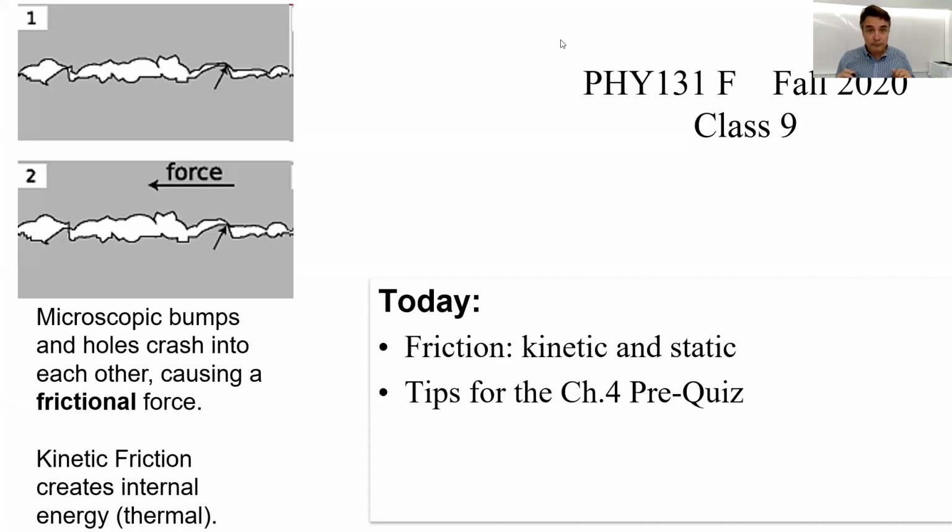Okay. So today we're talking about friction. This is showing two surfaces that are close together, and any surface, no matter how smooth it looks, will have microscopic little bumps and divots and holes. So when you put two surfaces against each other and you try to move them sideways, you get what's called friction. And I want to give you some tips for this chapter 4 pre-quiz that we've got going on today.